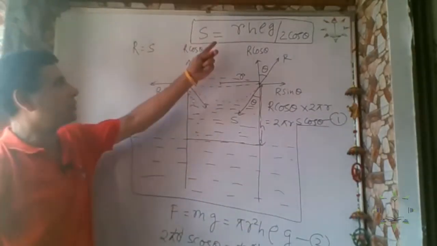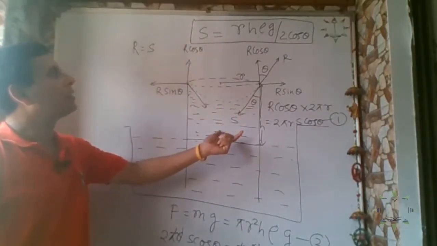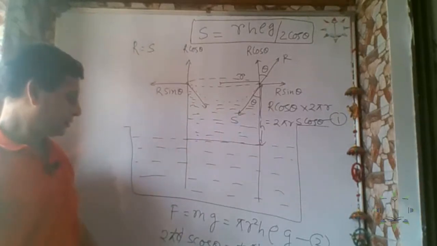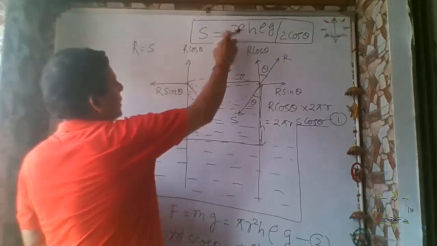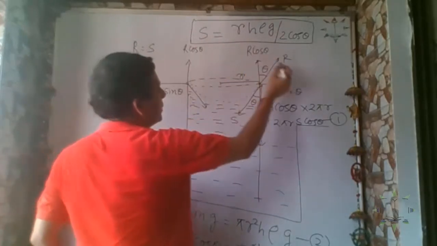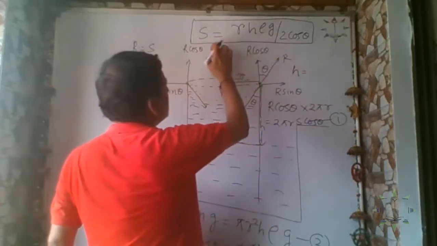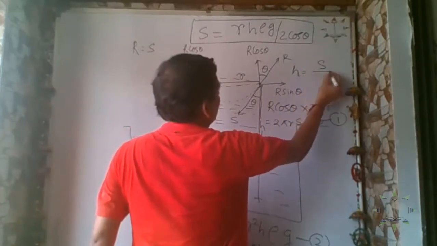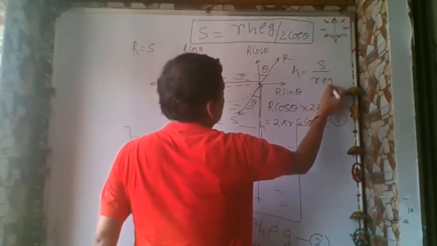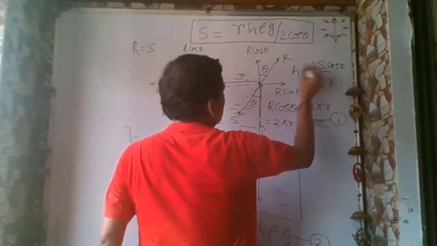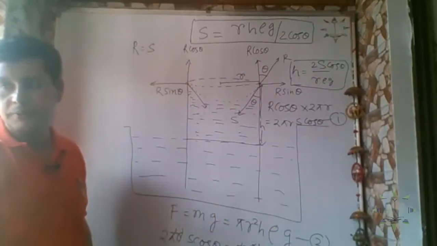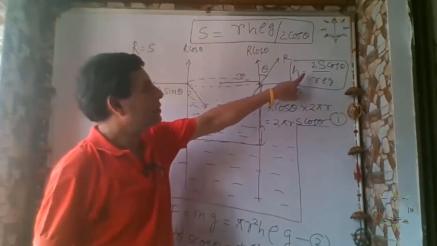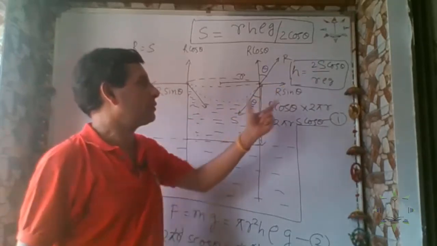So this is the relation between the surface tension and this. Now here h and r are reciprocally related. If you keep h on one side, then h is equal to s by r rho g. H is inversely proportional to the radius.